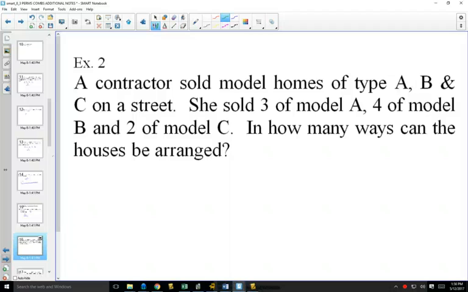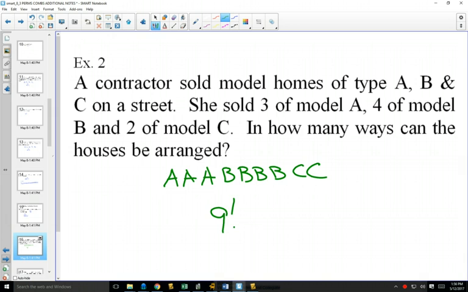And when you recognize that there are identical objects, you try to think of a way with letters that you could represent this so it becomes like a word like Mississippi. So in this one, 3 of model A, 4 of model B, and 2 of model C. Normally that would be 9 factorial, but we have to divide out our identical objects.